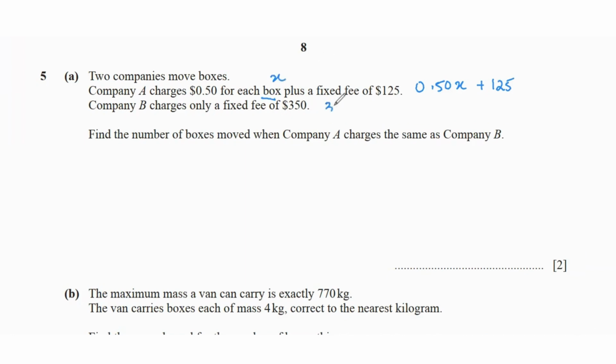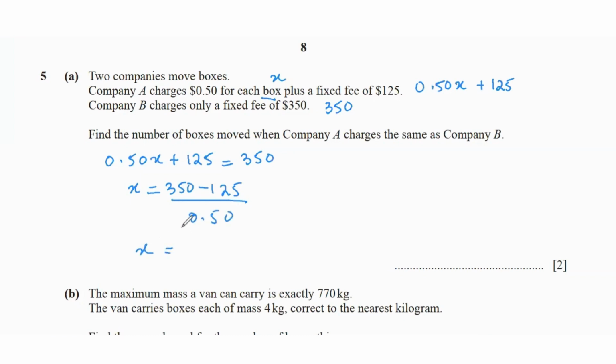Company B is charging $350. So 0.50x plus 125 equals $350. So we make x the subject. So x would be 350 minus 125 divided by 0.50. And that's going to give us 450. So that's the number of boxes moved when company A charges the same as company B.